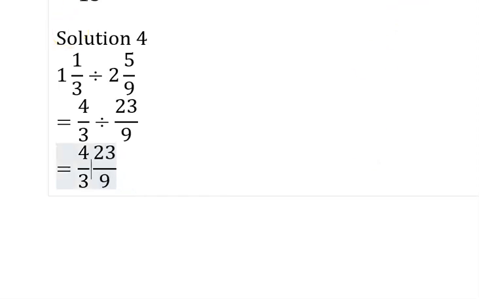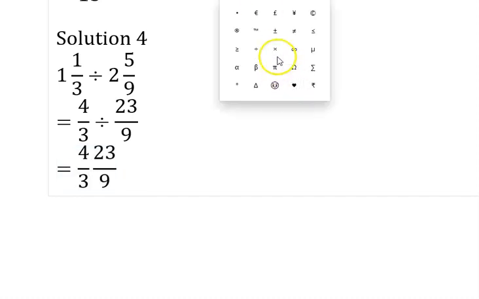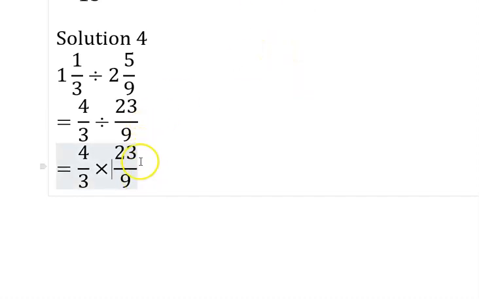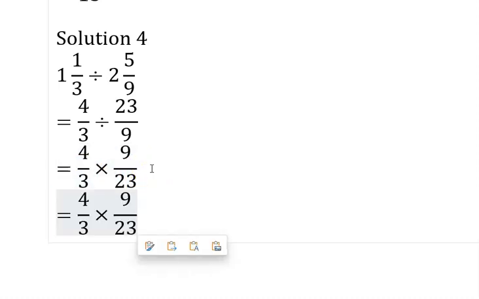Okay, let's put multiplication here first. Great. So that means 9 will go up, and 23 will come down. Great. So we have 4 over 3 times 9 over 23 after changing our sign. So now let's see how we can cut to have smaller numbers. Is there any number that can cut themselves? I think we have. Great. So let's see those numbers.